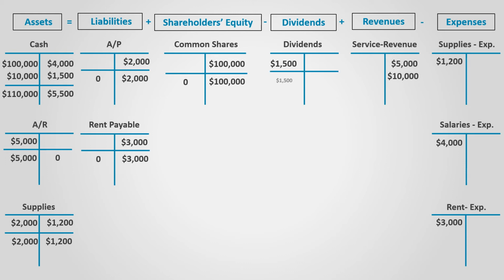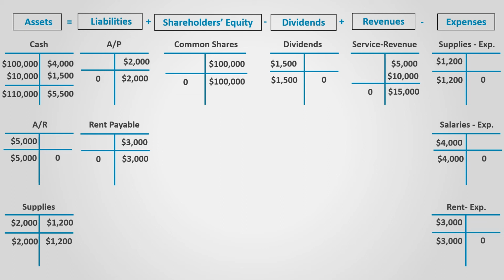Dividends is $1,500 debit and 0 credit. Revenues is 0 debit and $15,000 credit. Supplies expense is $1,200 debit and 0 credit. Salaries expense is $4,000 debit and 0 credit. Rent expense is $3,000 debit and 0 credit. Now we will copy those balances and put them into the trial balance as follows.